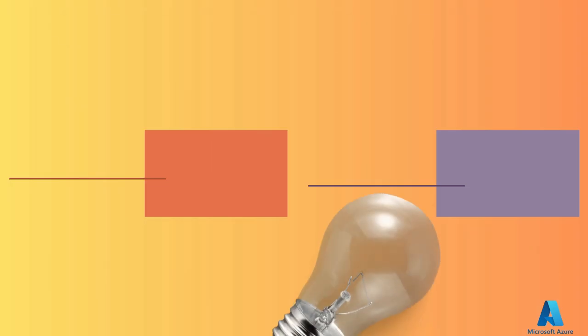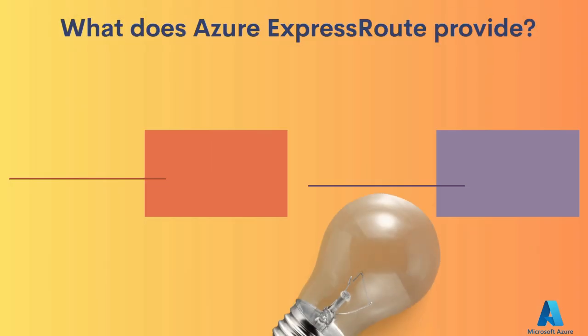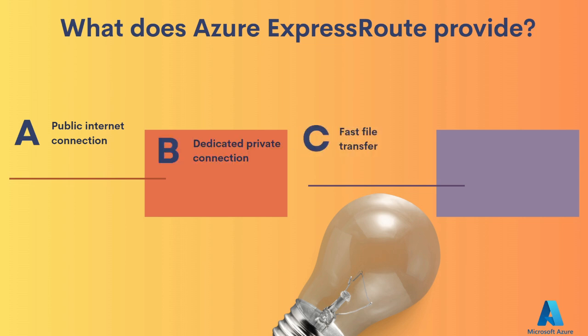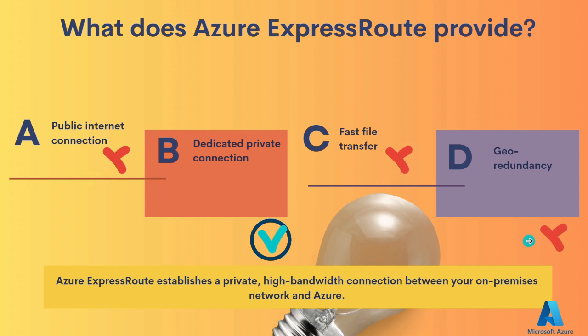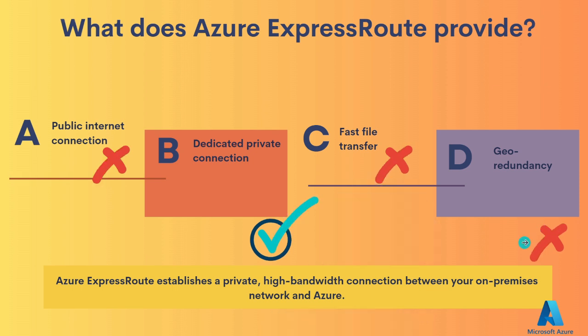And our next question is, what does Azure ExpressRoute provide? And our options are public internet connection, dedicated private connection, fast file transfer, secure redundancy. And our right answer is dedicated private connection. Azure ExpressRoute establishes a private high bandwidth connection between your on-premises network and Azure. Let's go to the next question.